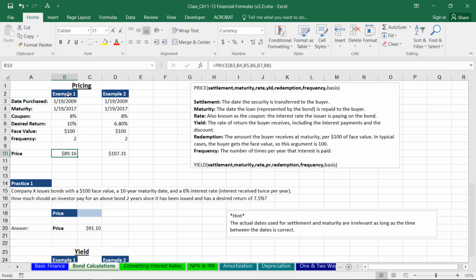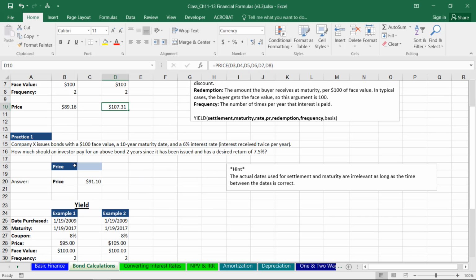If you notice here with price, I have these inputs, and I can see that because the desired rate is higher than the coupon rate, then we'll sell at a discount of $89.16. Example 2 is exactly the same problem, except the desired return is only 6.8%, so they are sold at a premium, $7.31. Let's have you work a problem down here below, a practice problem.